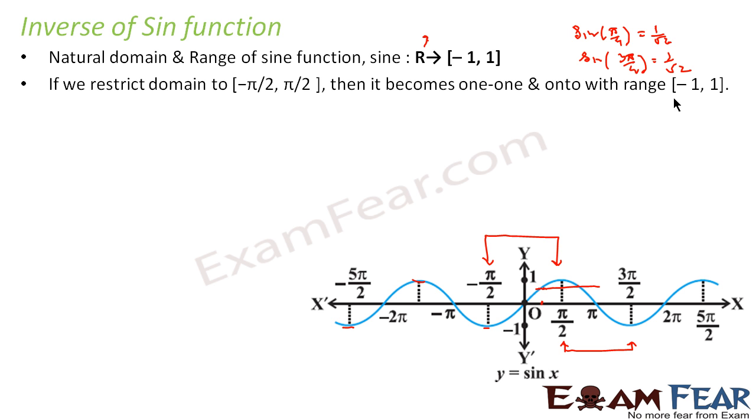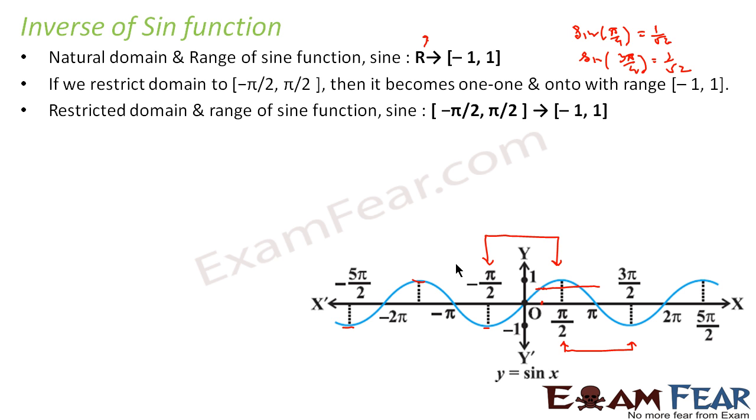Now we have to restrict the range also. Range is minus 1 to 1. So if you restrict the range to minus 1 to 1, and restrict the domain to minus pi by 2 to plus pi by 2, the whole thing becomes an invertible function, because that becomes 1 over 1 and onto. If you take any value in this domain from minus pi by 2 to plus pi by 2, it will give a unique value only.